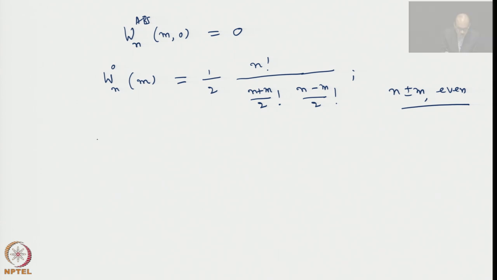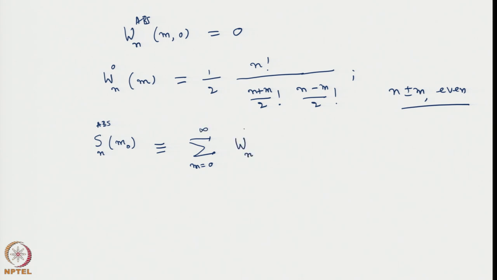So, we define the survival probability S at the nth step, starting from the point m naught. We can superscript this for consistency's sake as in the presence of an absorber, defined as the sum over m equal to 0 to infinity of the occupancy probability in the presence of an absorber, starting from m naught. So, it is a sum over all sites.